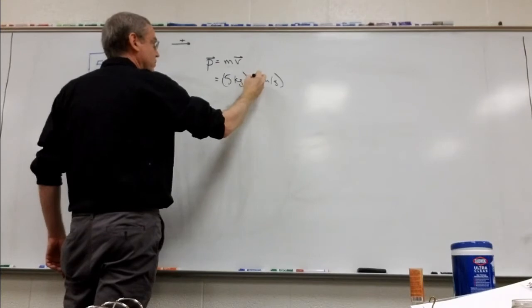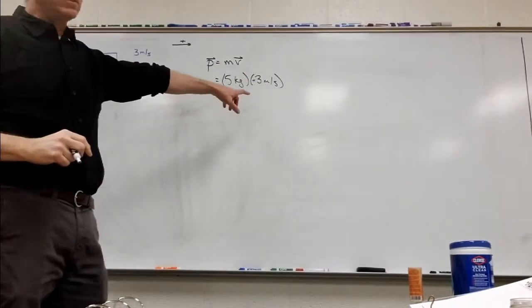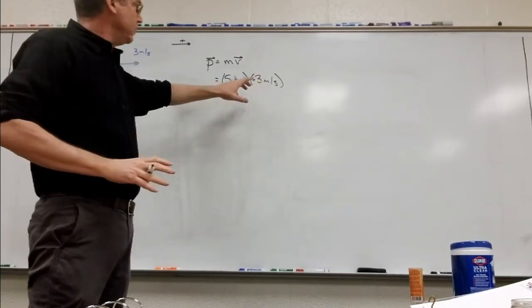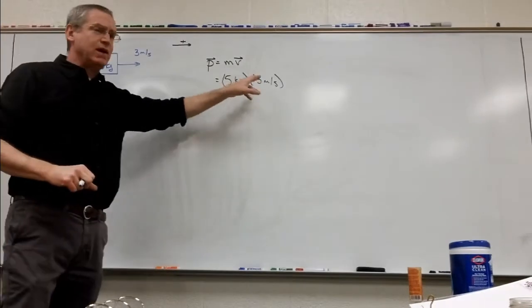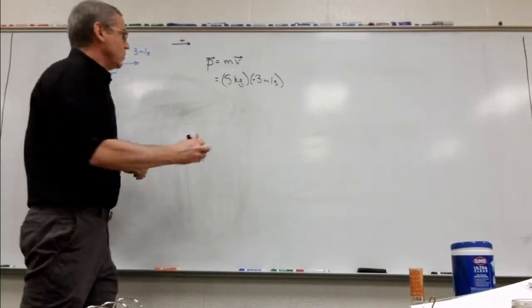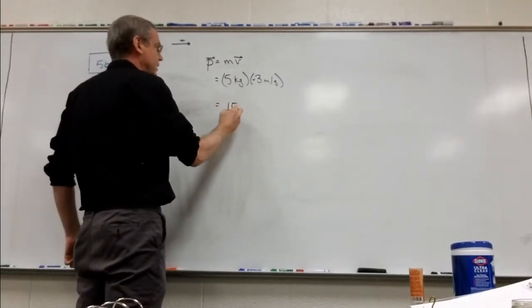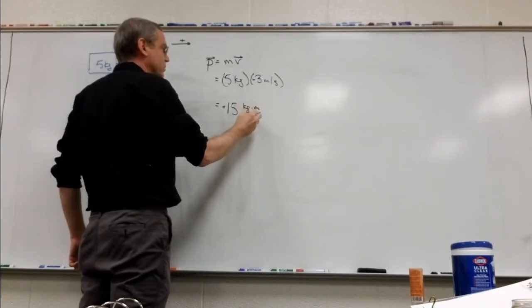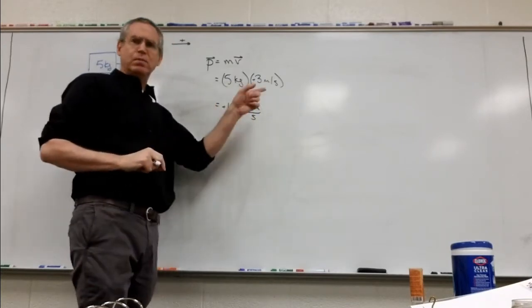Now it is a positive 3 meters per second. I don't have to put the plus sign there because it's understood in math. If the sign's not there, it's understood to be positive. However, I'm emphasizing the fact that this is a vector. And so this ends up being positive 15 kilogram meters per second. Just multiply the units, kilograms times meters per second.